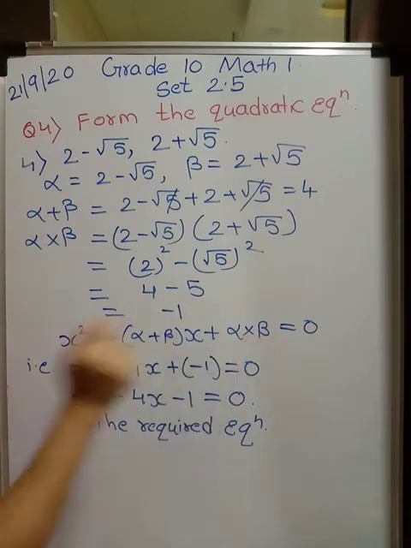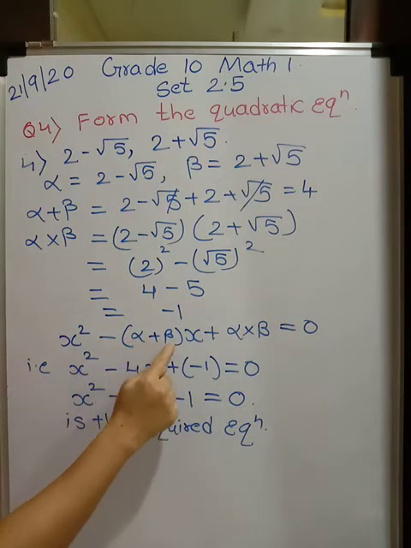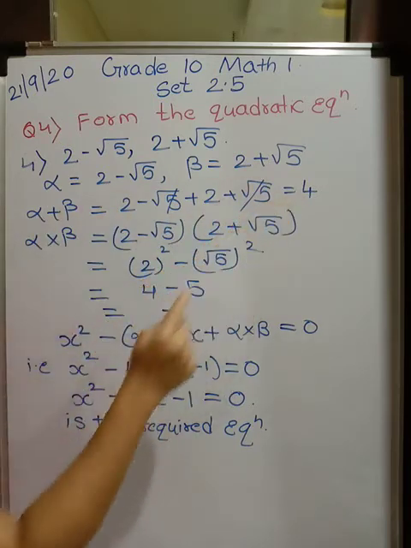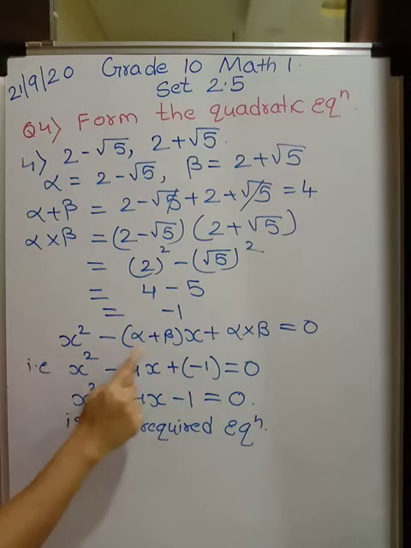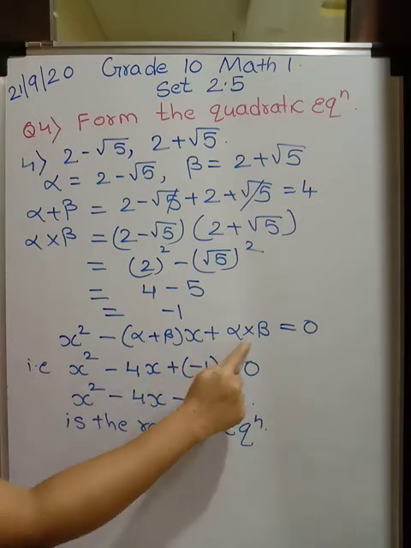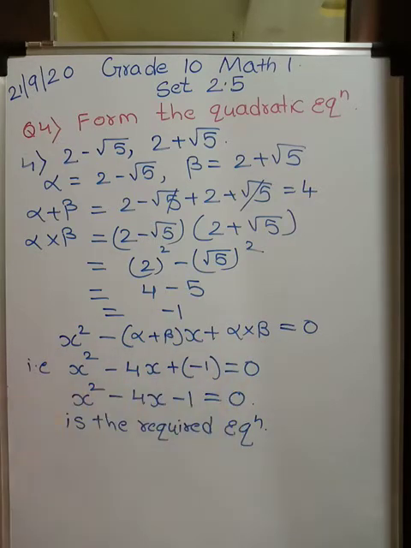Now put into the desired formula. Minus alpha plus beta. Alpha plus beta is 4. Minus into 4 is minus 4x. So you have x square minus 4x plus product is minus 1 is equal to 0. Again plus into minus will be minus, and your required equation is x square minus 4x minus 1 is equal to 0. After writing this in every problem, please do write 'this is the required equation'.